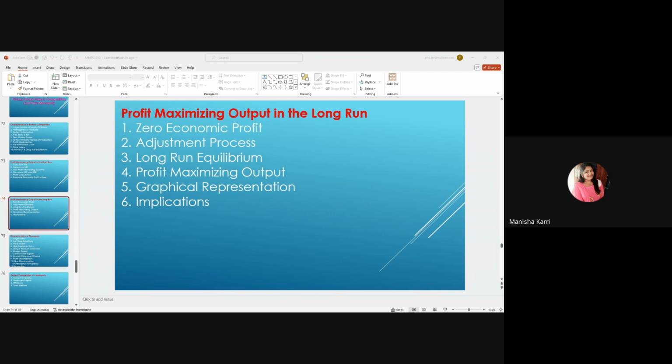Later, implications. In the long run, firms in perfect competition produce at the minimum efficient scale, meaning they are producing at the lowest cost per unit. These are the implications. Next topic.